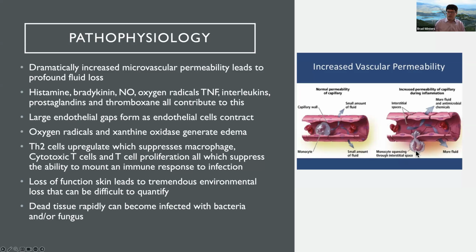White blood cells, etc., move through those spaces, but fluid pours through those spaces into the interstitial tissue. The oxygen radicals and xanthine oxidase there take all that oxygen and generate significant edema. Th2 cells upregulate. This creates a suppression of your immune system. So all these macrophages, these monocytes that are moving through here, become inactive or less active. Cytotoxic T cells and T cell proliferation all occur, and this further suppresses the immune system.